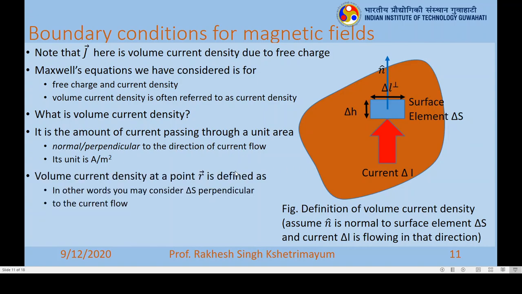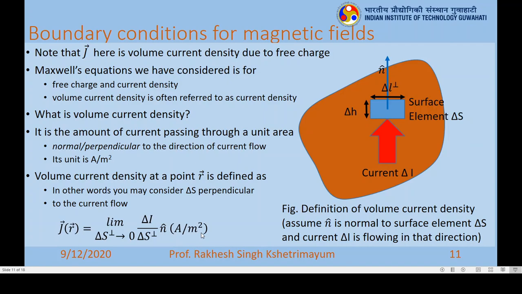So for this case, I can define current density J, which is the volume current density at any specific point r, as limit delta S, which is perpendicular to the direction of current flow, tending to 0, delta I by delta S. So we are actually taking the current which is flowing divided by the surface element we have considered, which is perpendicular to the direction of current flow. That's why the unit of volume current density is ampere per meter square. Unit of current is A, unit of surface area is meter square, that's why ampere per meter square.